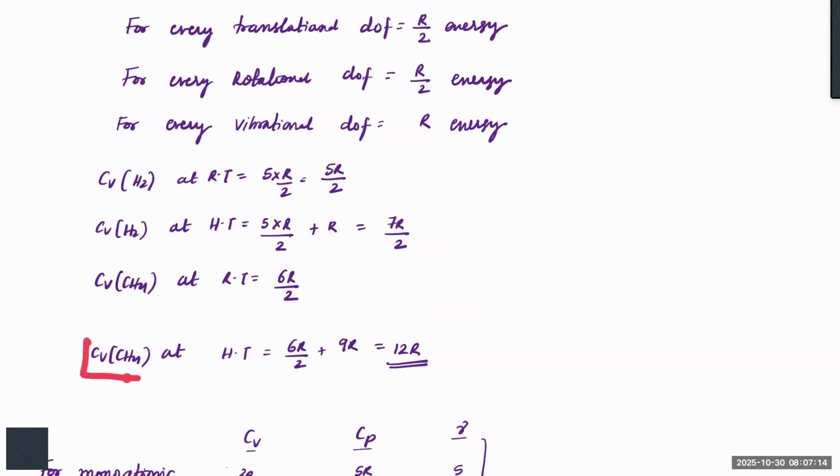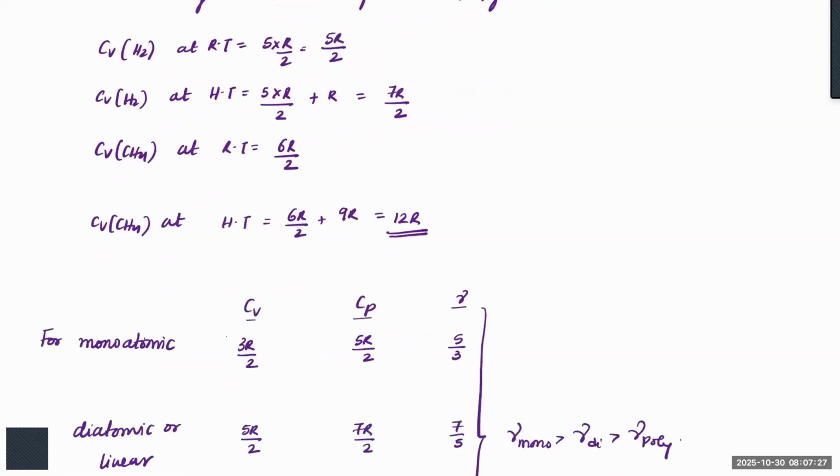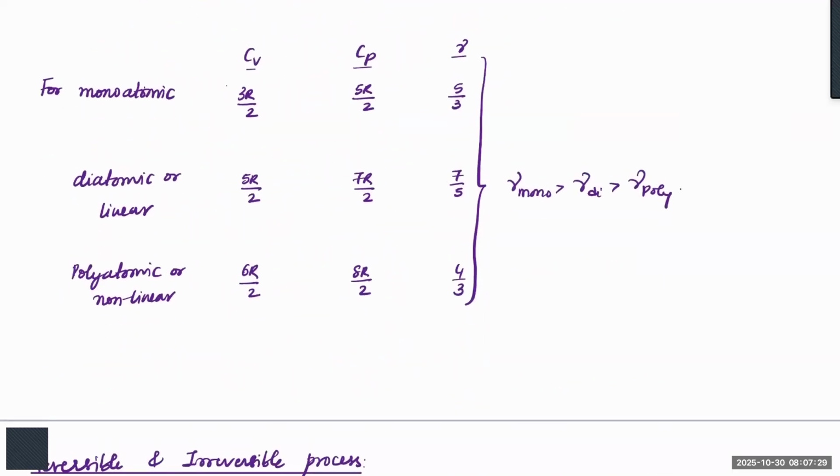And next, Cv of methane at high temperature will be 6R by 2 plus 9R. 9R is the remaining amount from the vibrational degrees of freedom, which gives 12R. So if you notice, we will always be using this for Cv, Cp and gamma. For monoatomic, it is 3 by 2 R. Diatomic, 5 by 2 R. And polyatomic or non-linear, it is 3R.